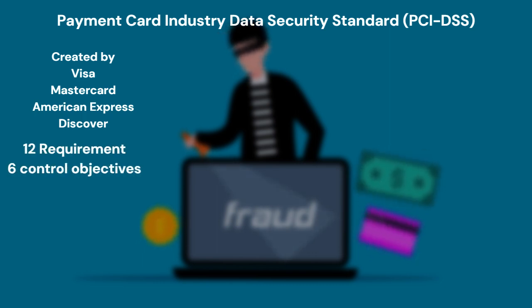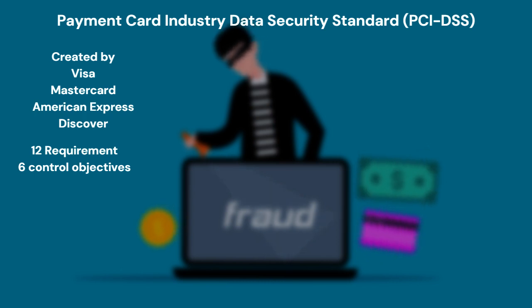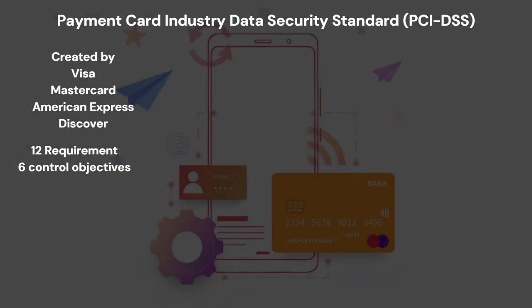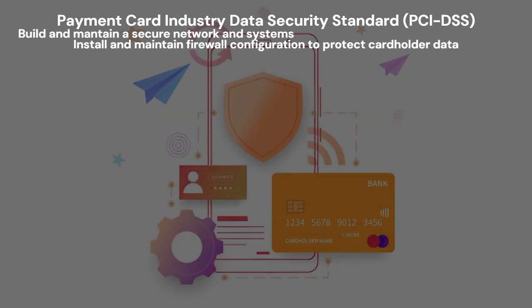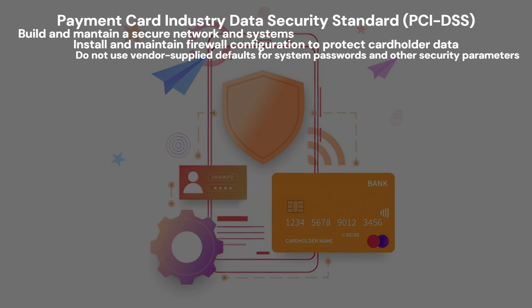The PCI-DSS framework consists of 12 requirements that are organized into 6 control objectives, which are as follows. Build and maintain a secure network and systems. Install and maintain firewall configuration to protect cardholder data. Do not use vendor-supplied defaults for system passwords and other security parameters.